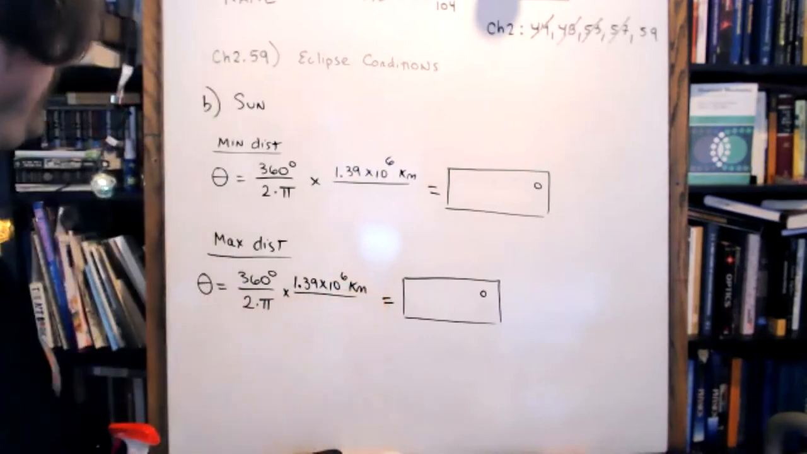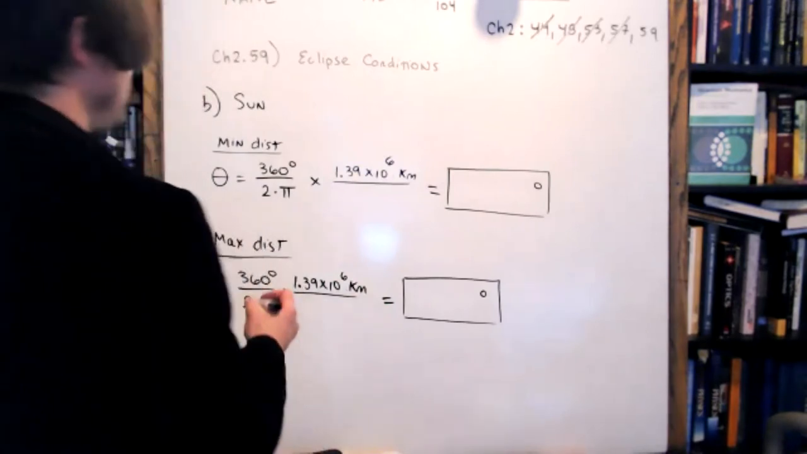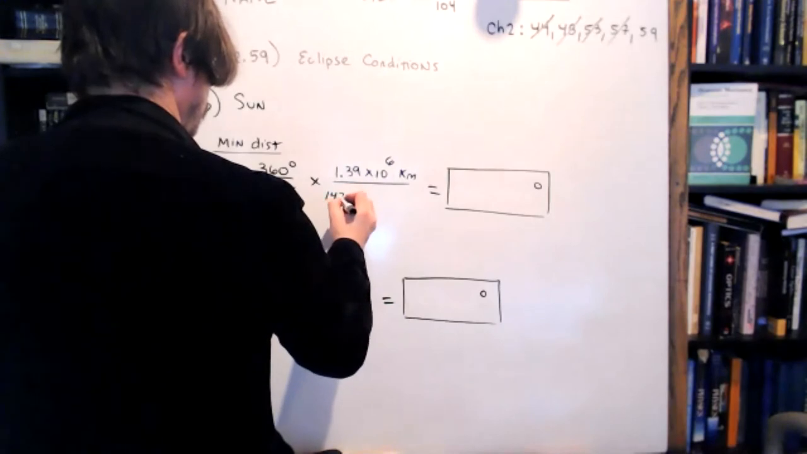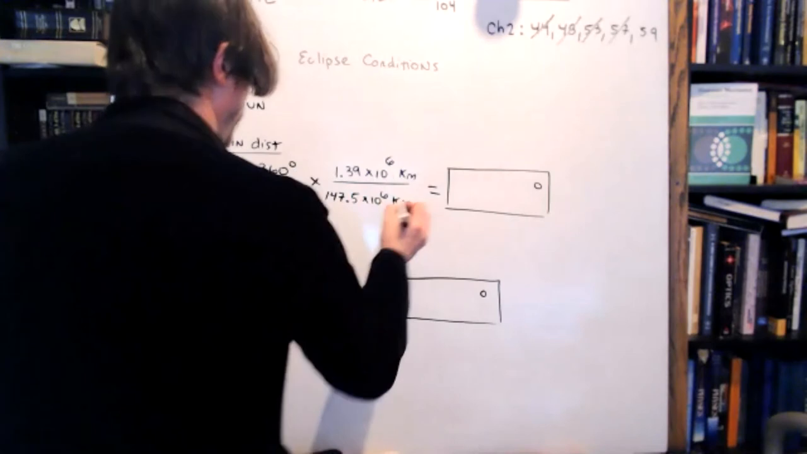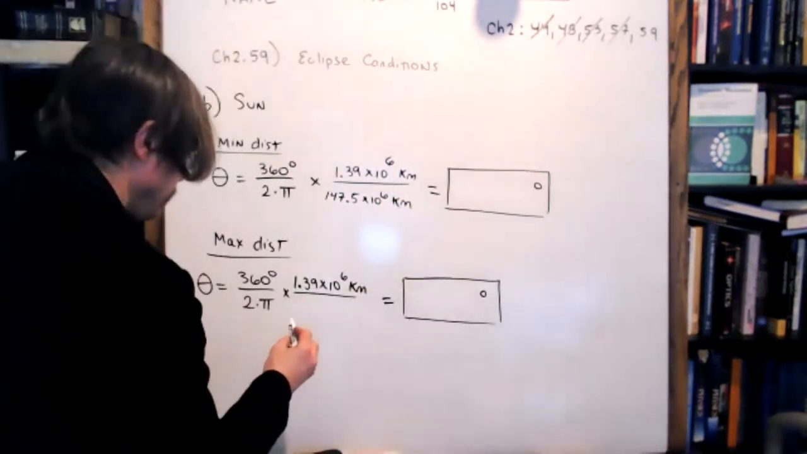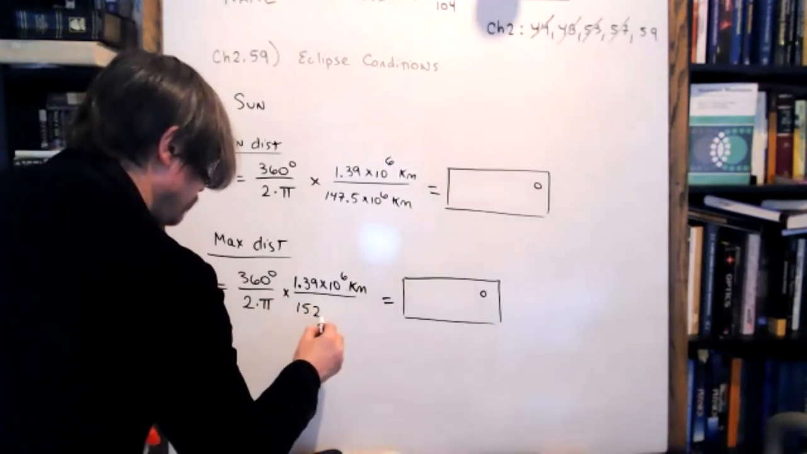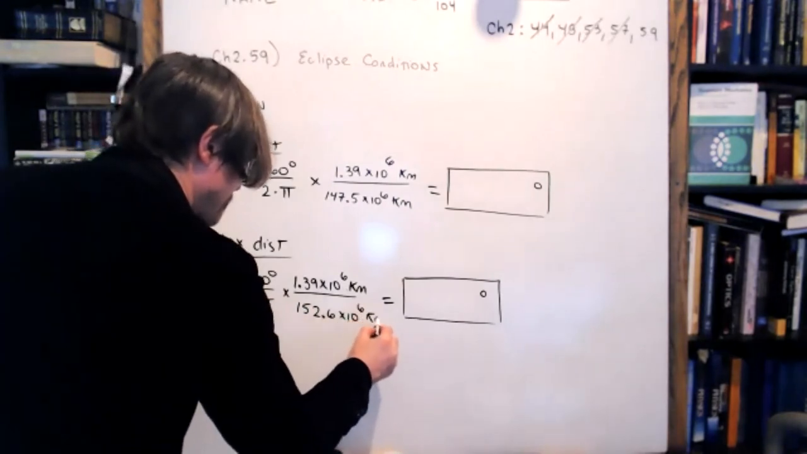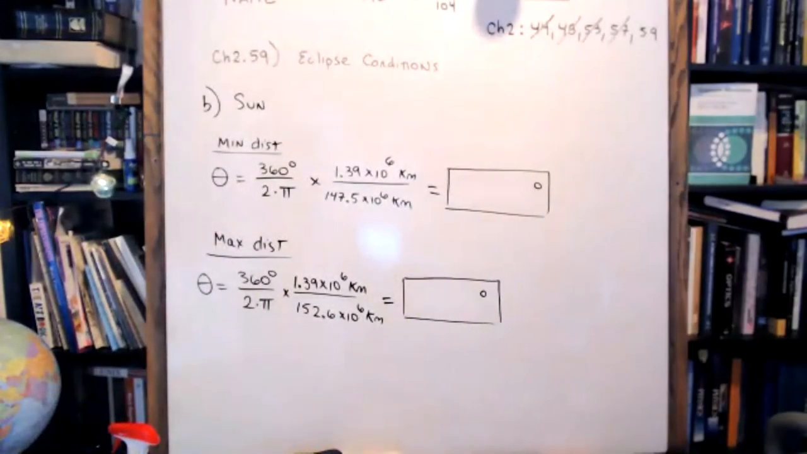Okay. And what did you have for your minimum distance, Ryan? I had 147.5 times 10 to the 6th kilometers. Okay. And what did you have for your maximum distance? 152.6 times 10 to the 6th kilometers. Yeah. All right. Put them in and punch them up and tell me what your answers are.